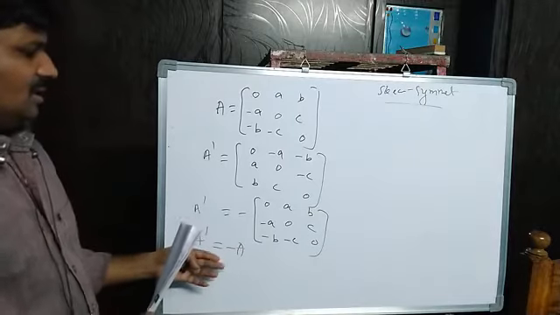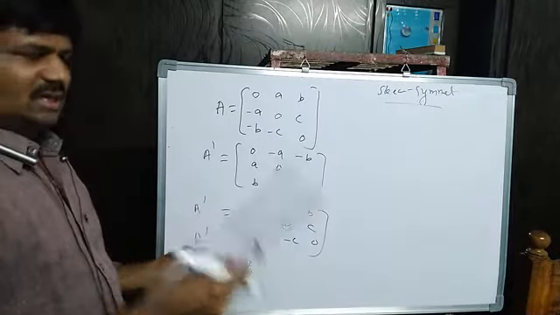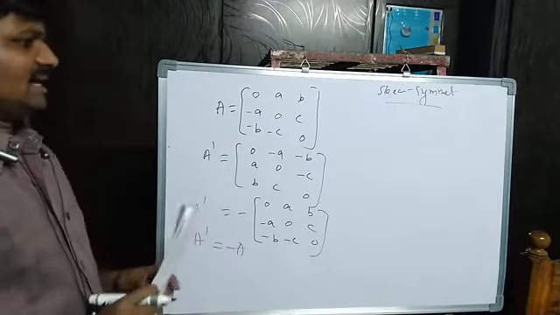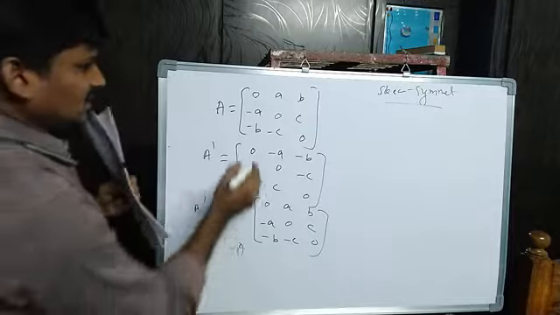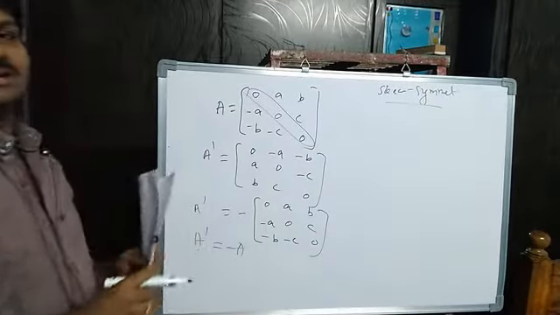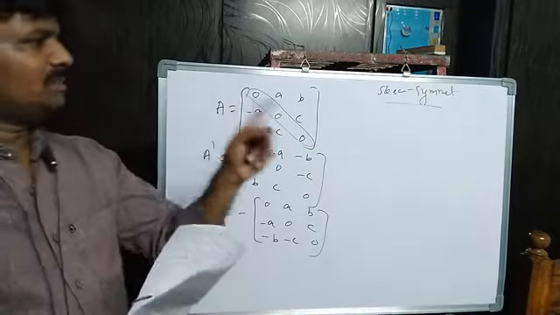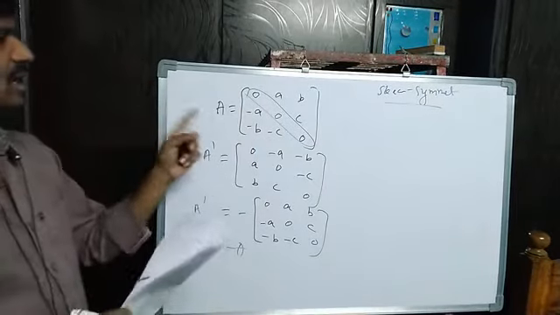Then what we say is, it is the standard form or general form of a skew symmetric matrix. Example for general. And just observe here, all diagonal elements are zeros. That means in a skew symmetric matrix, all diagonal elements are zeros.